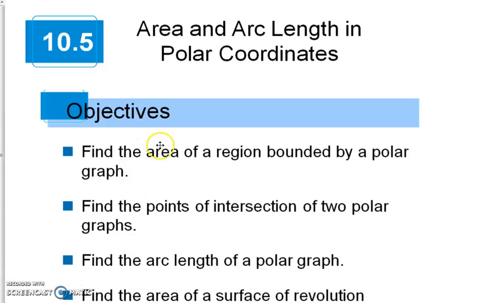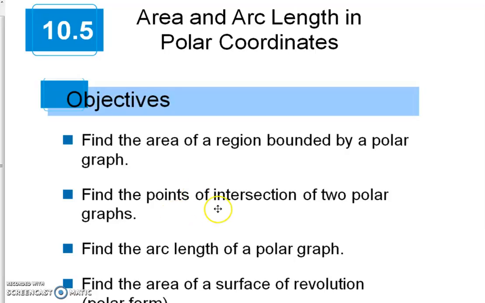Welcome. We're going to take a look today at section 10.5, area and arc length in polar coordinates. First, we see the objectives that we're going to cover. One is to find the area of a region bounded by a polar graph. Find the points of intersection of two polar graphs, and that's trickier than you think. We'll do that in the first video.